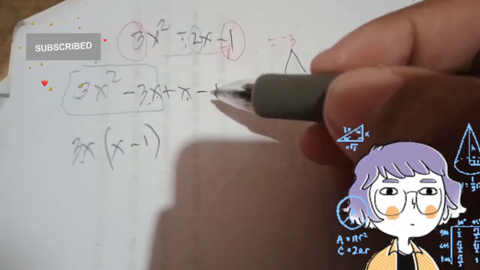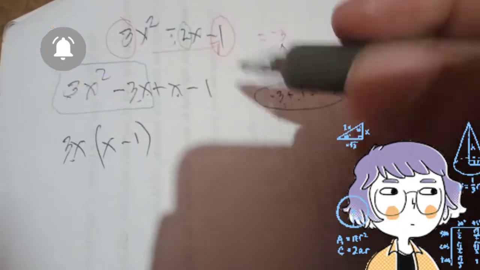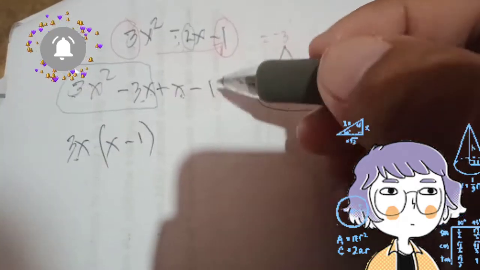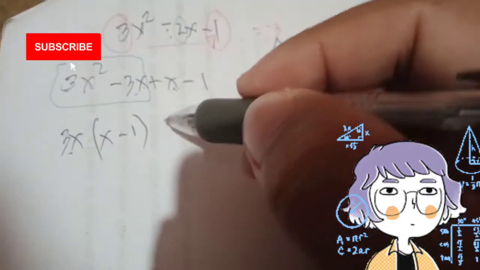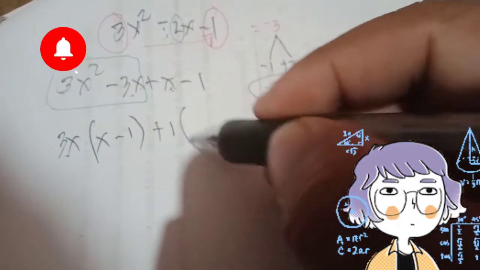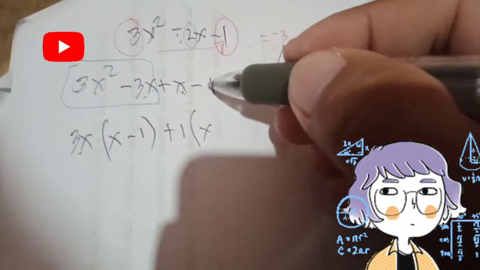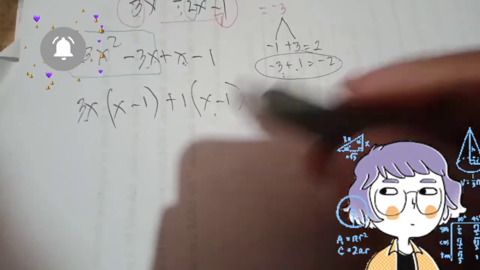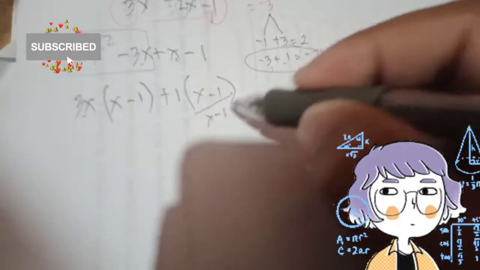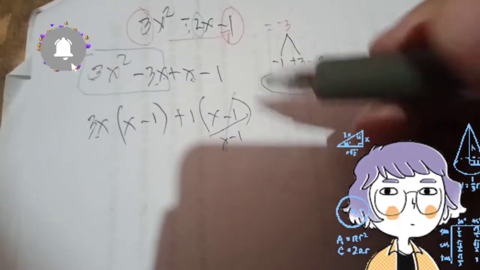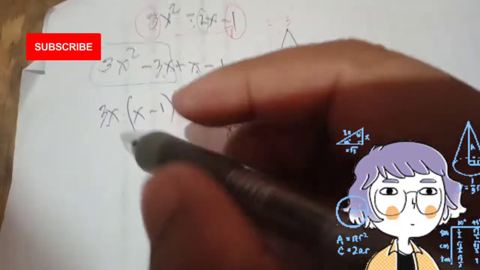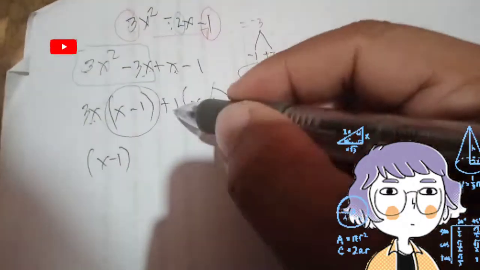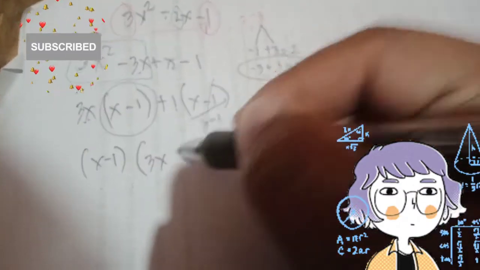Now, the factor for x and negative 1: the common factor is only 1. So x divided by 1 is x, and negative 1 divided by 1 is negative 1. Now we divide this by its own so that it will be cancelled. We cancel x minus 1. The remaining terms are x minus 1 from one side, and on the other side 3x plus 1.